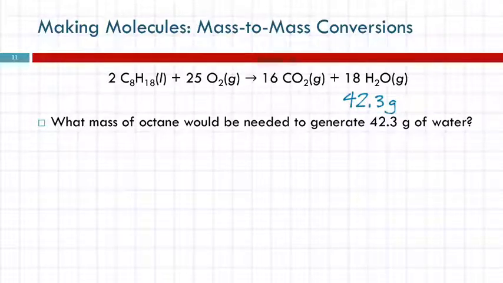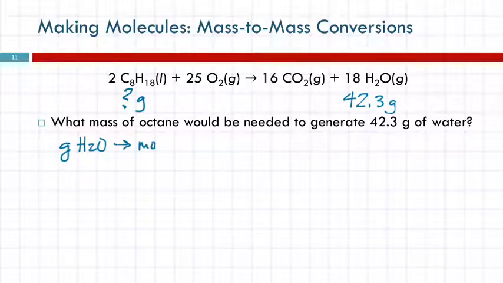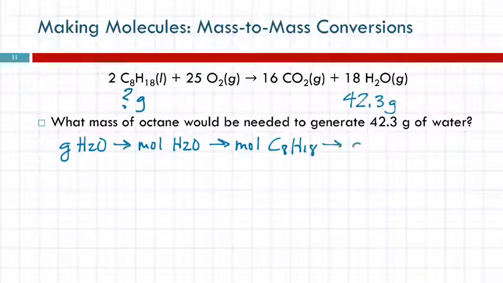42.3 grams. And what are they asking? Mass of octane. So here's my octane. Question mark. The unit is grams. So I have a starting mass and an ending mass. Yes, we're starting with the product. That's okay. The path is what? Grams to moles to moles to grams. Okay. So this time it's starting with grams of water. Grams of water to moles of water, to moles of octane, to grams of octane.